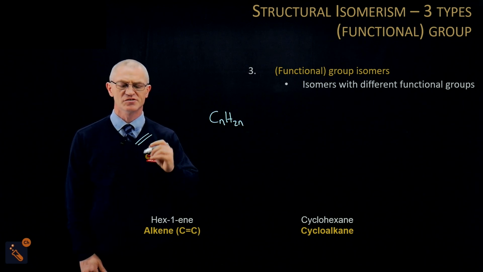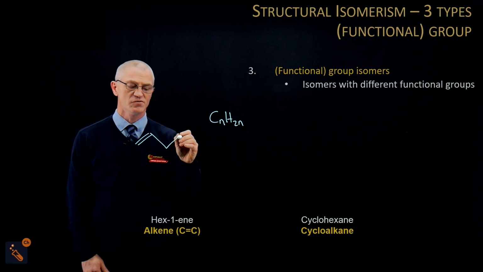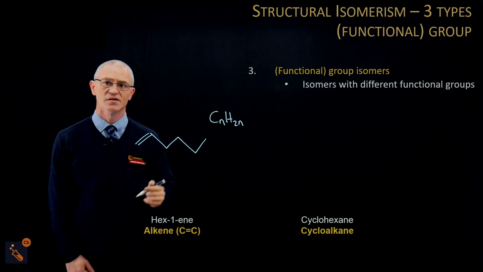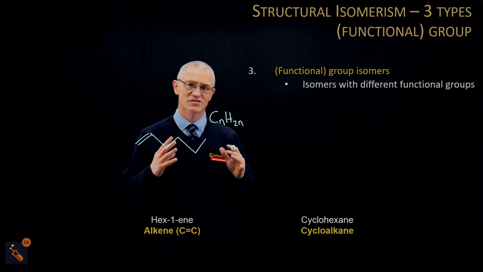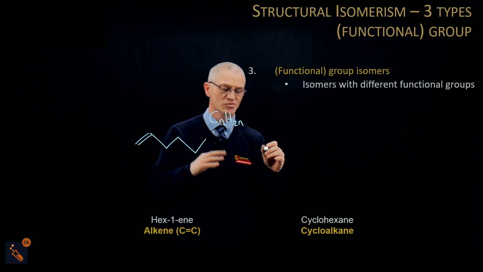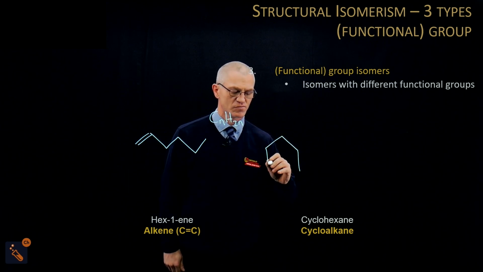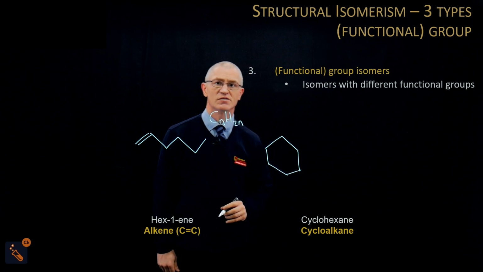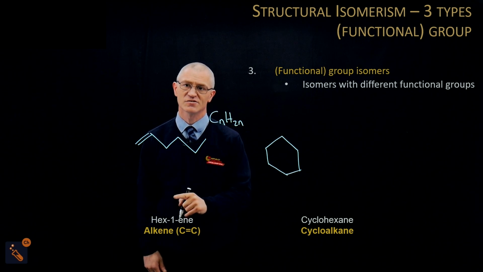Hex-1-ene has a double bond at position 1, with carbons numbered 1, 2, 3, 4, 5, 6. Okay, so there's hex-1-ene. If I just take those 6 carbons and put them in a ring, this is cyclohexane, and this is hex-1-ene.